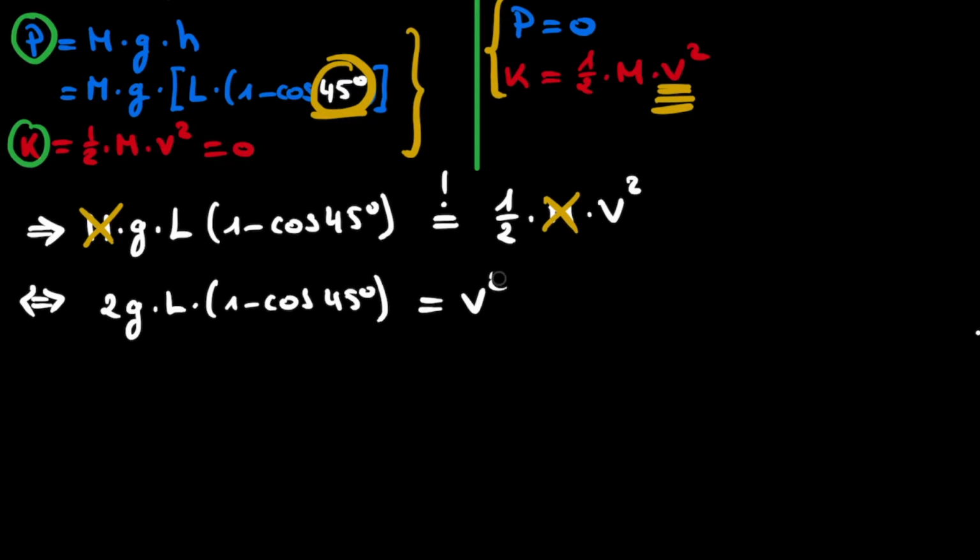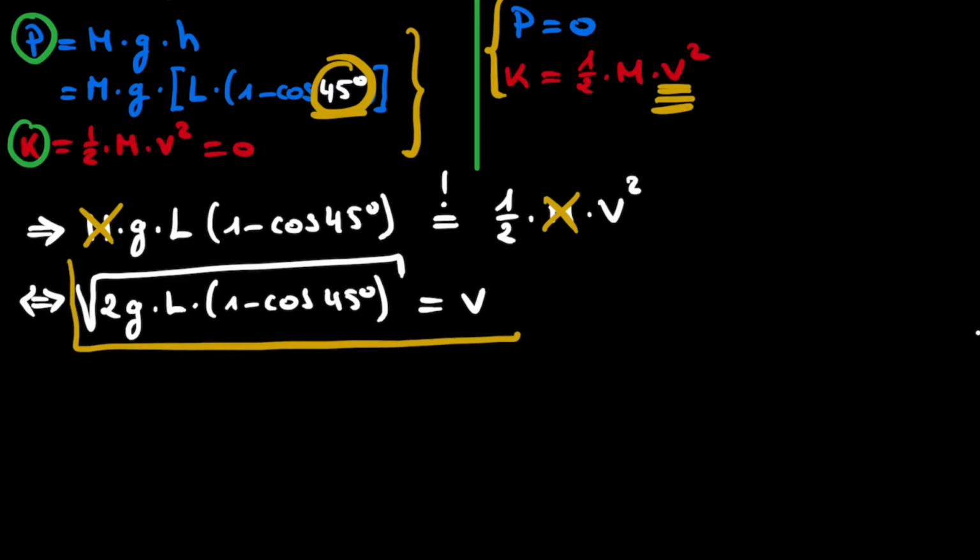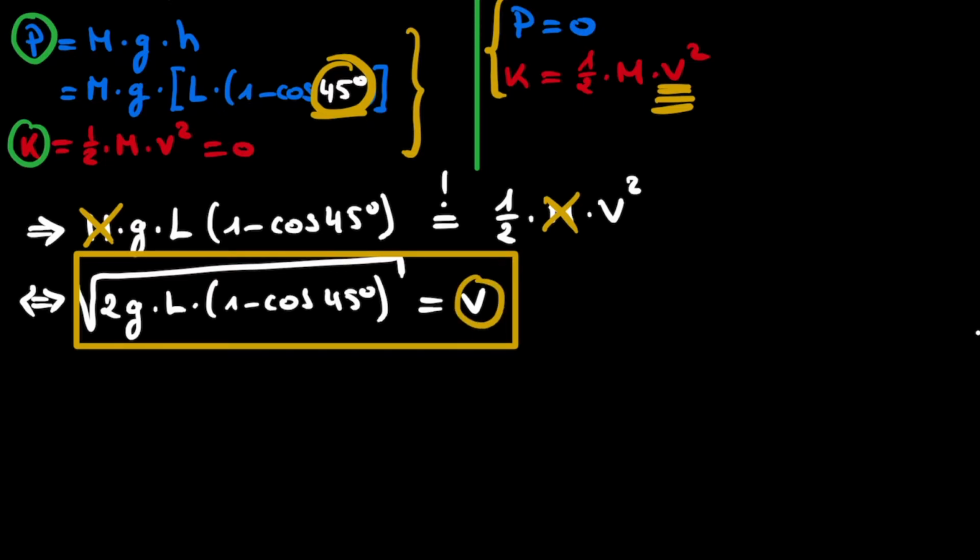Now, of course, we can transfer this square to a square root on the other side. So we get this result. And this will be our first result, linking this angle that we have, this 45 degrees, with the velocity right after the collision of both the bullet and the bag of sand together.